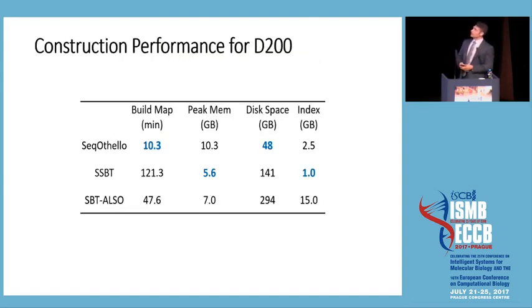Now we can compare how long it actually took to construct the data structure. SeqOthello was superior with respect to build time, one order of magnitude greater than Split Sequence Bloom Tree, somewhat better than Sequence Bloom Tree Awesome. It took less disk space. However, Split Sequence Bloom Tree was better than us with respect to peak memory and overall index size.